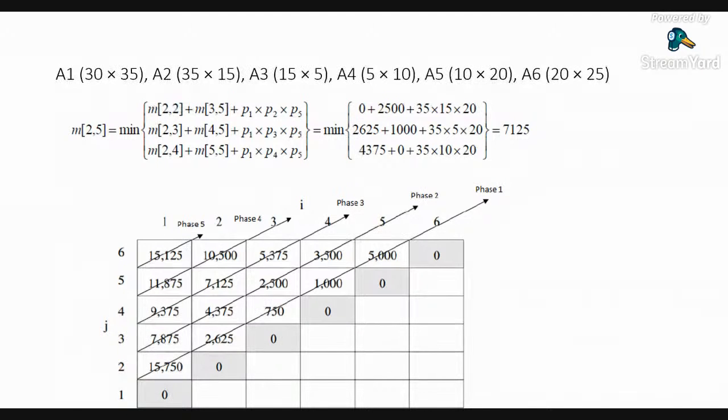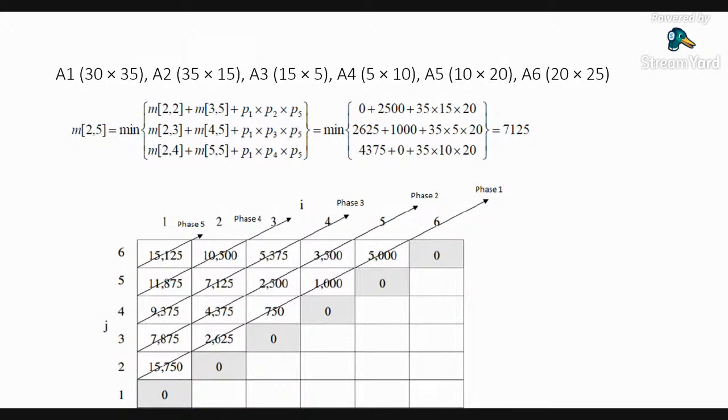After phase 1, we will be computing phase 2. Now in phase 2, what is the value of i? i is 1 and j is 3. Here, what is the value of i? i is 2, j is 4. So what are we computing? We are computing M13, M24, M35, M46.